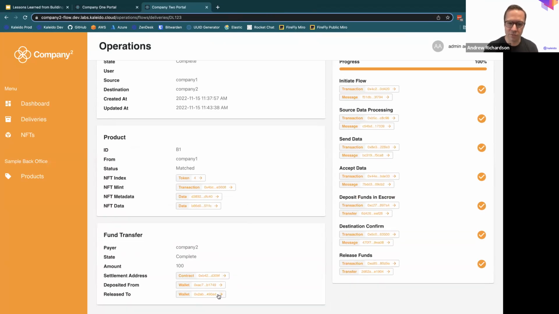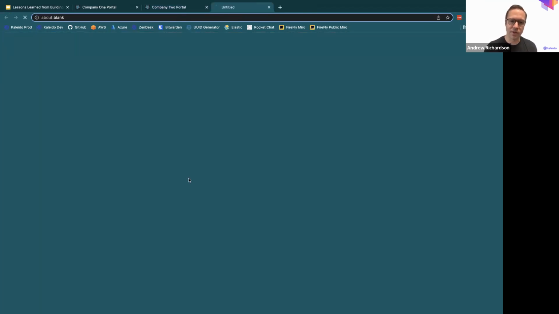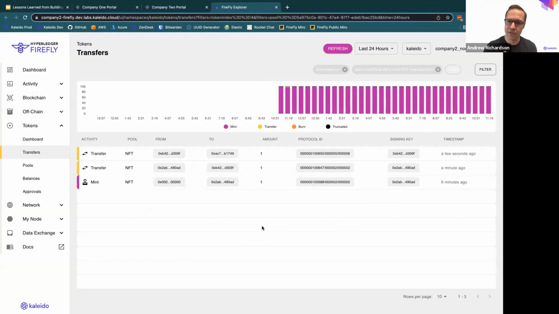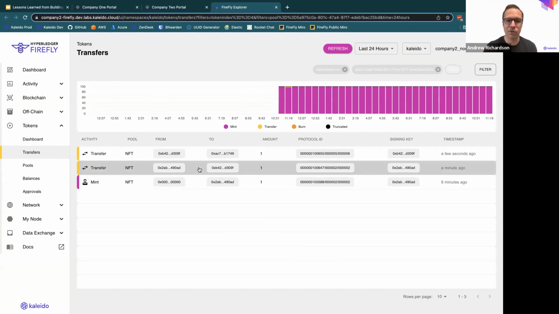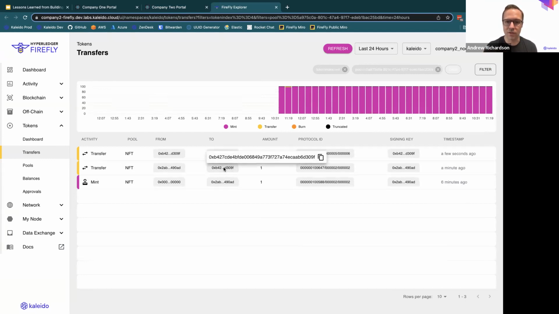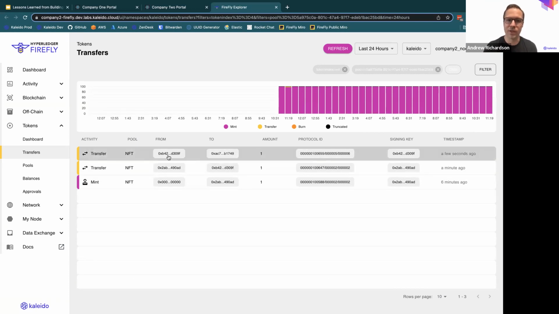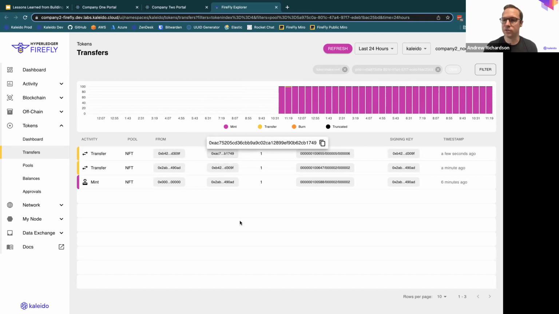So these funds were released. The 100 tokens were released to company 1. The NFT, if I click here and look into the Hyperledger FireFly UI, I can see the journey of this NFT, right? It was minted here to track that shipment. It was transferred into escrow. This is the address of the escrow contract. And then when the escrow contract was fulfilled, it automatically transferred it out to the receiver.